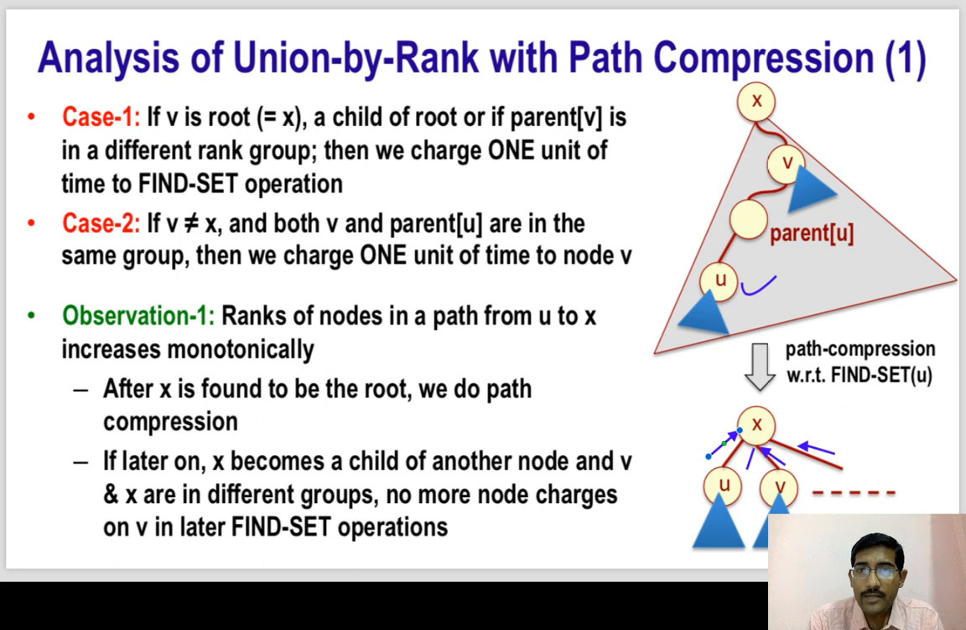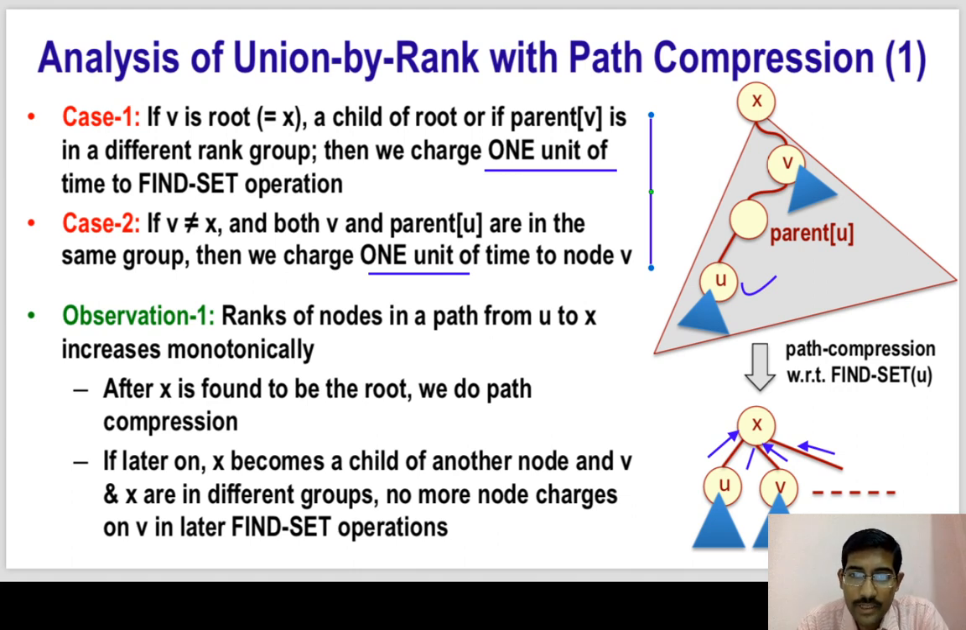So we will assign 1 unit of time for this find set operation for path compression. After this find set operation, due to path compression, U will be directly linked to X. Now if V and X are not equal, then we will also have V directly linked to X as well, so we will also charge 1 unit of time to node V. I request you all to get a feel of this and try to prove these two statements.